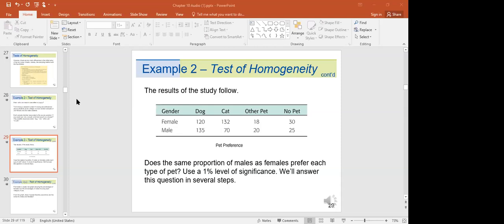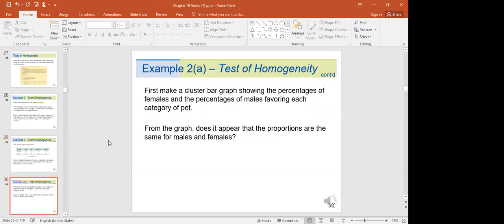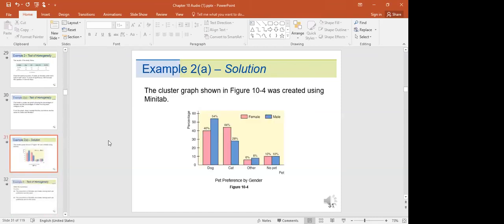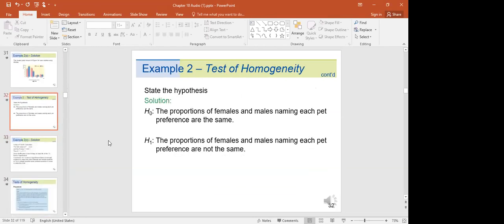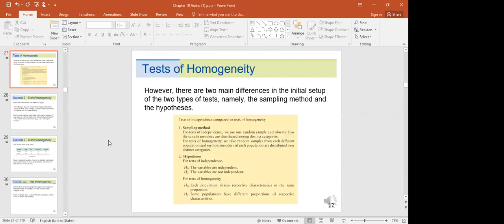Do you have the test value? Yes. What is it? 16.059. Okay, good. So that is the test value for comparing the proportion of male and female preferences of pet. We are going to use a 1% level of significance. I want you to know that in a test of homogeneity, the null hypothesis is each population shares the respective characteristic in the same proportion. This is generally what you will see from the questions that you have.